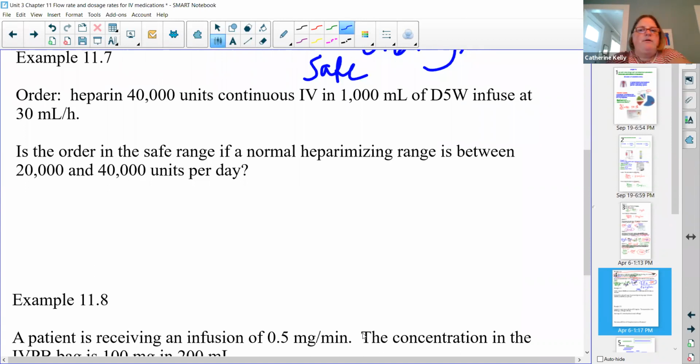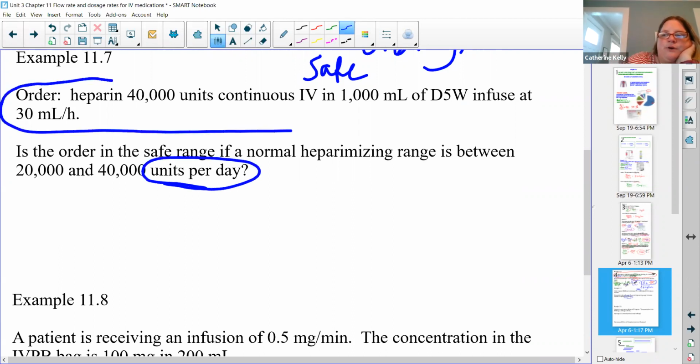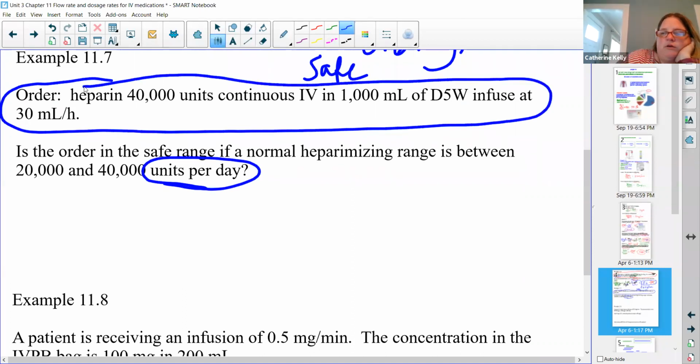So the order is heparin, 40,000 units continuous IV in 1,000 milliliters of 5% dextrose in water, and to infuse at 30 milliliters per hour. Is the order the safe dose range? If a normal heparinizing range is between 20 and 40,000 units per day. With IVs, I'm going to look for units per day, and I'm going to get this whole thing into units per day. And just looking at it, I know that it's going to be a big amount because it's 20,000 and 40,000. So it has to be between there.